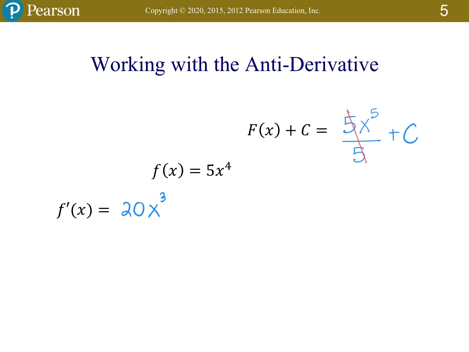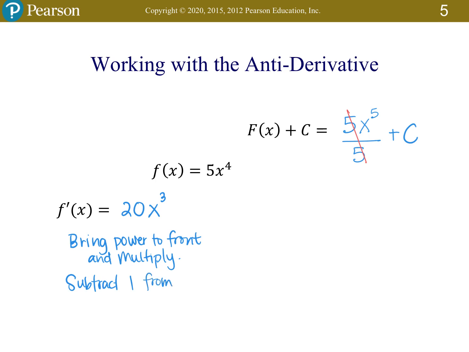In a derivative, we say, bring the power to the front, multiply, and then minus 1 to the power. Bring power to front and multiply. Subtract 1 from power. That's the order. Step 1, step 2.